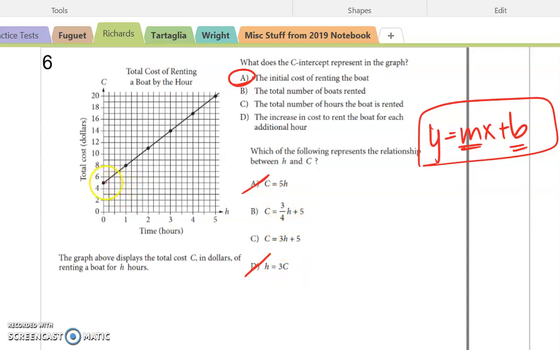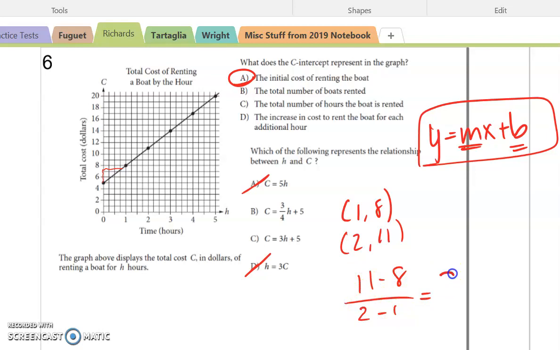And so if you could just count, you can count up and over, or you could pull points like 1 and 8 and 2 and 11. And if I pull them and I did slope, it's 11 minus 8 over 2 minus 1. So it's going to be that 3/1. So we know it's C. Okay. Graphs, just try to pay attention to it. Is it linear? Is it exponential?